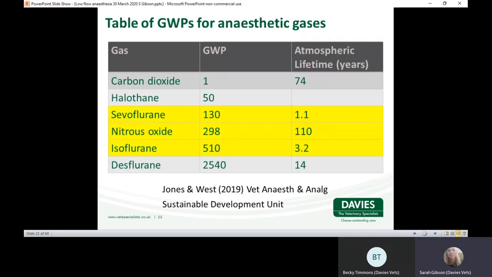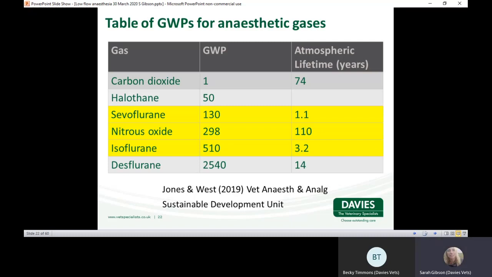So now moving on to our anaesthetic gases, which I've added to the table. These are the global warming potentials for these. I've highlighted the ones most commonly used in veterinary practice, and you can see how much worse for the environment isoflurane is than sevoflurane. 510 compared to 130.